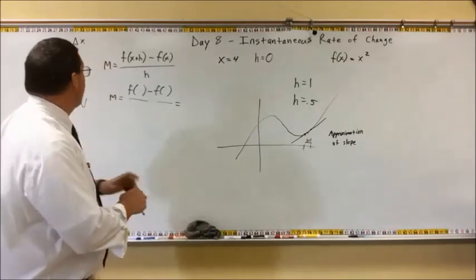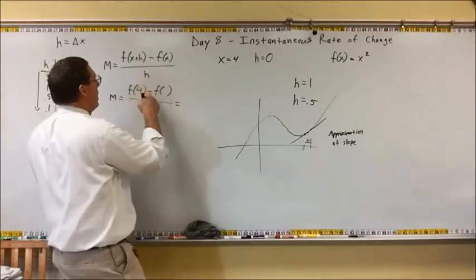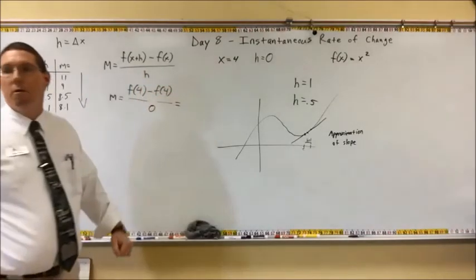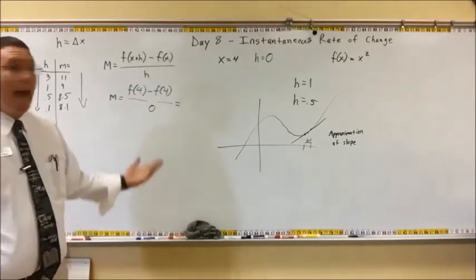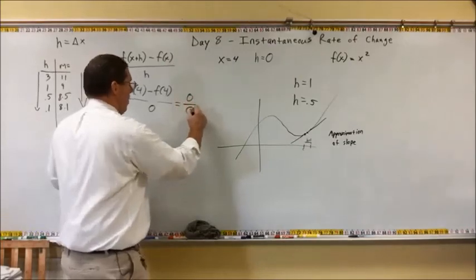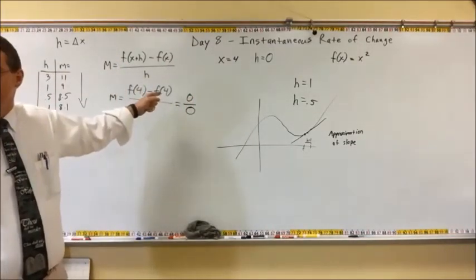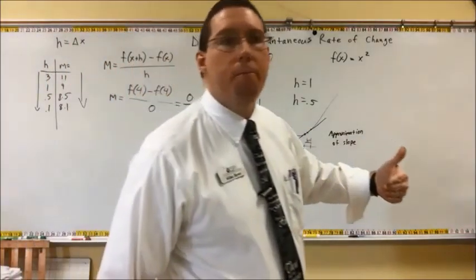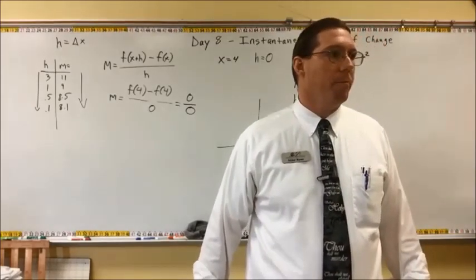Okay, so let's go ahead and plug it in then. What's 4 plus 0? 4. So f of 4 minus f of 4 over 0. That's 0. Correct. What is the numerator? 0. So we have... Exactly. Which means what do we have to do to solve this problem? We need to use a limit to solve the problem. I see how it's all tying together.